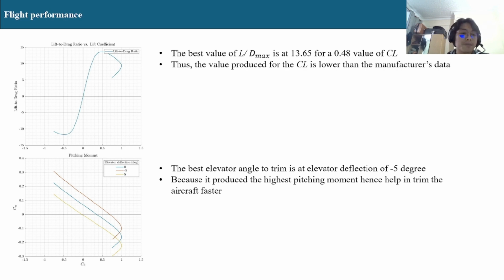And for the pitching moment against lift coefficient, the best elevator angle to trim is at elevator deflection of -5 degree, because it produces the high pitching moment, hence helps in trimming the aircraft faster.